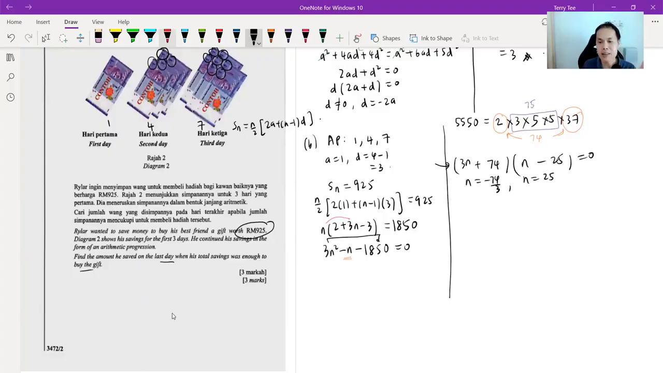So in this case, your n cannot be negative. We know the number of terms cannot be negative, so n is 25, but we are not done yet. What are we finding? We're finding the amount he saved on the last day. We're finding T25, and your T25 is a plus (n minus 1)d. d is still 3. So this will be 24 times 3, 72, plus 1, 73. You can put the RM here, 73 ringgit. So you keep saving 1 ringgit, 4 ringgit, 7 ringgit, and keep adding until the last day, on the 25th day, is 73 ringgit. Yes, he has a total amount of 925 ringgit, and he can buy his friend a gift.